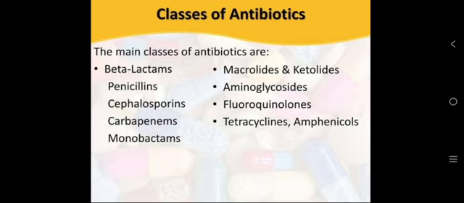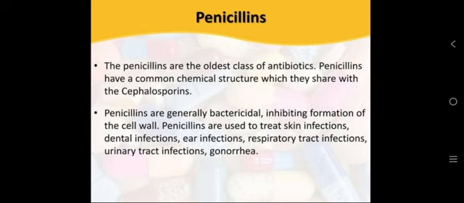Then classes of antibiotics. First one, beta-lactams. Examples for beta-lactams are penicillin, cephalosporin, carbapenems, and monobactams. Second one, macrolides. Third one, aminoglycosides. Fourth one, fluoroquinolones. And finally, tetracyclines. These are the classes of antibiotics.